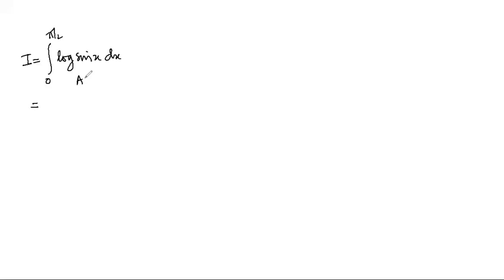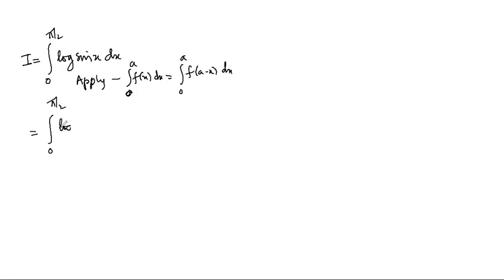First, you apply the integral 0 to a f of x formula, integral 0 to a f of a minus x dx. Apply this one. So what will this become when I do that? 0 to pi by 2 log sin of pi by 2 minus x. That became 0 to pi by 2 log cos x dx.